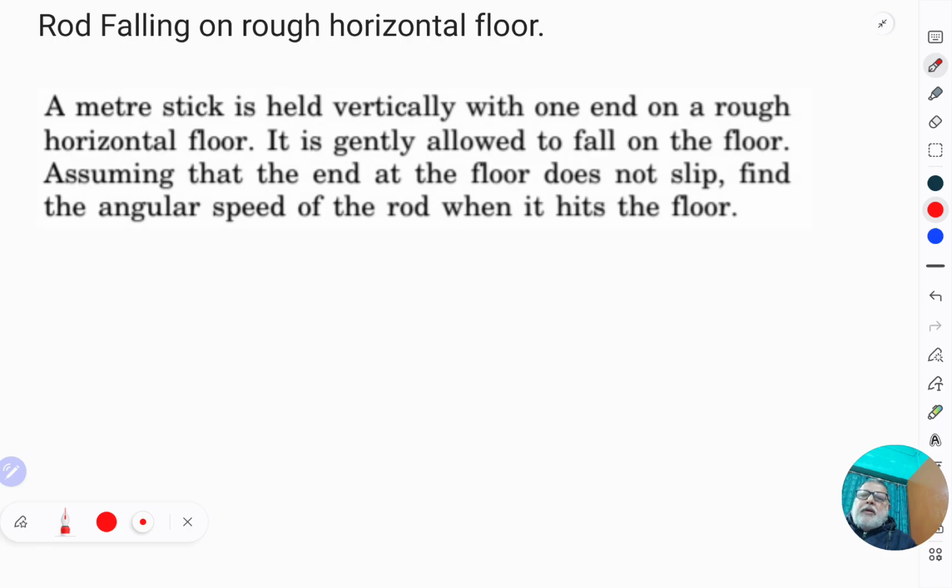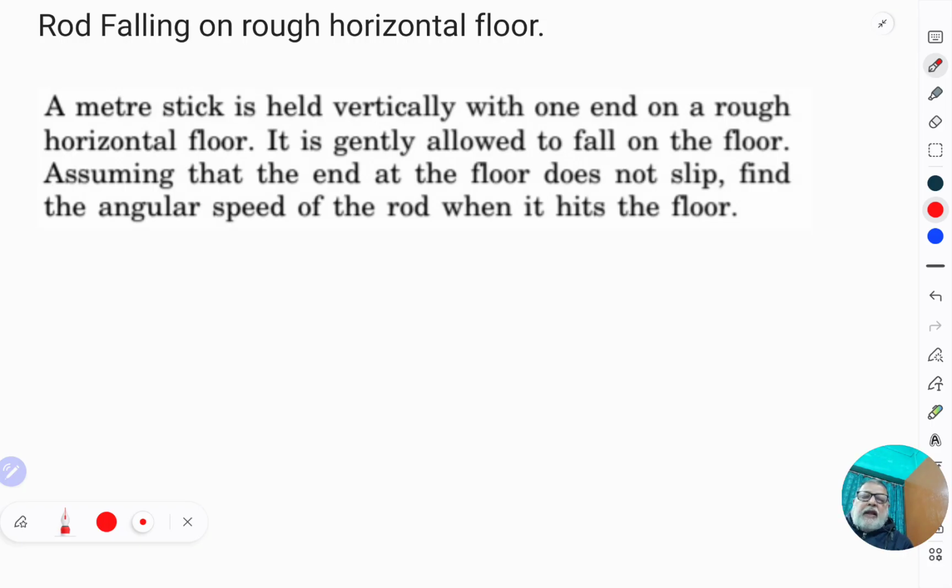Let us work out this problem from rotational mechanics, rod falling on rough horizontal floor. It states that a meter stick is held vertically with one end on a rough horizontal floor. It is gently allowed to fall on the floor.